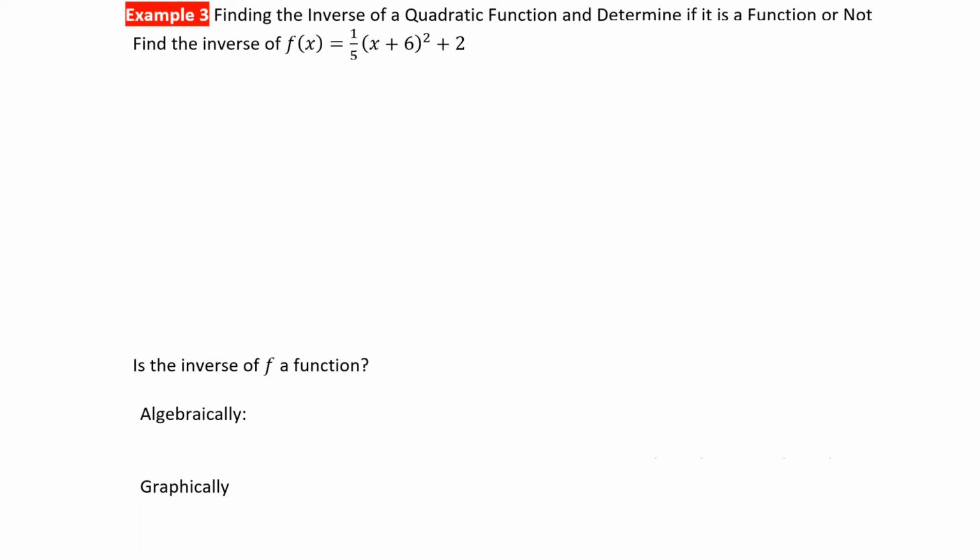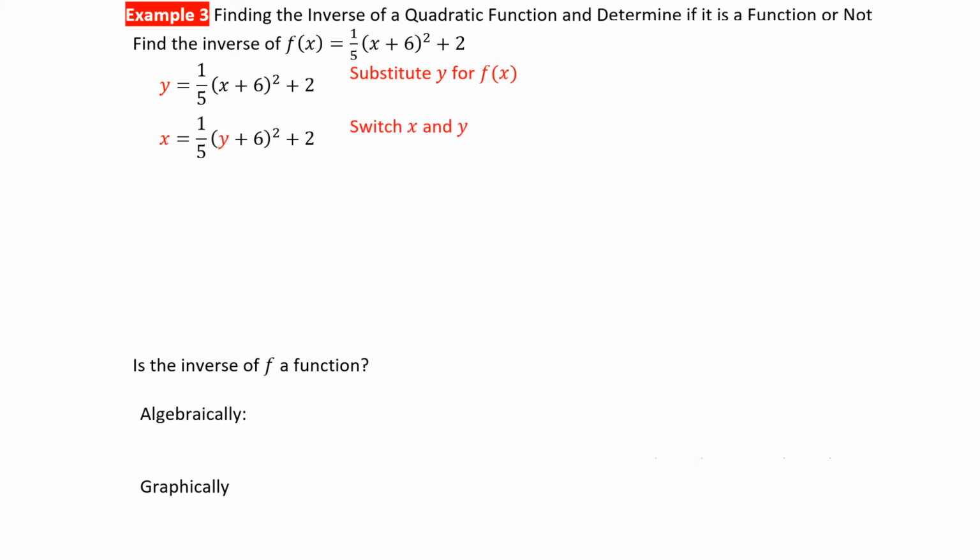So now in example 3, we can work to find the inverse of a quadratic function, and we're going to use that horizontal line test to help us determine whether or not the inverse is a function. So we have a function in vertex form. Let's work to find its inverse by first substituting f of x with a y, and then switching the roles of x and y.